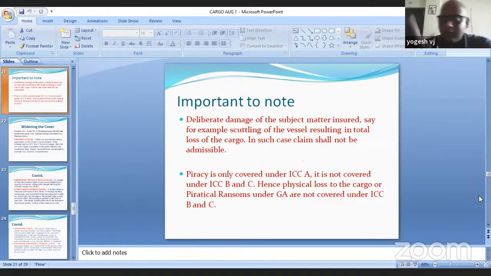Now, piracy includes piratical ransoms. Hence, physical loss of the cargo or piratical ransom. Once the vessel is under pirates' control, they can ask for ransom. That gets covered under general average. Okay. Under general average are not covered under ICC B and C.